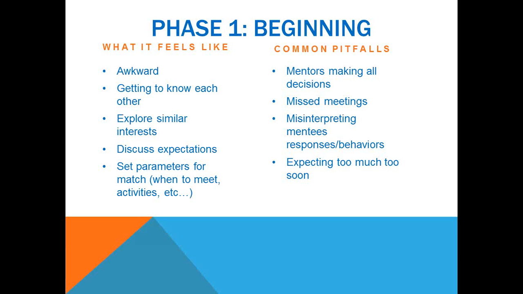So what are some common pitfalls that can happen in this phase that can become barriers in your relationship? The first big common pitfall that can happen for mentors is if mentors early on make all the decisions rather than sharing that job with their mentee.